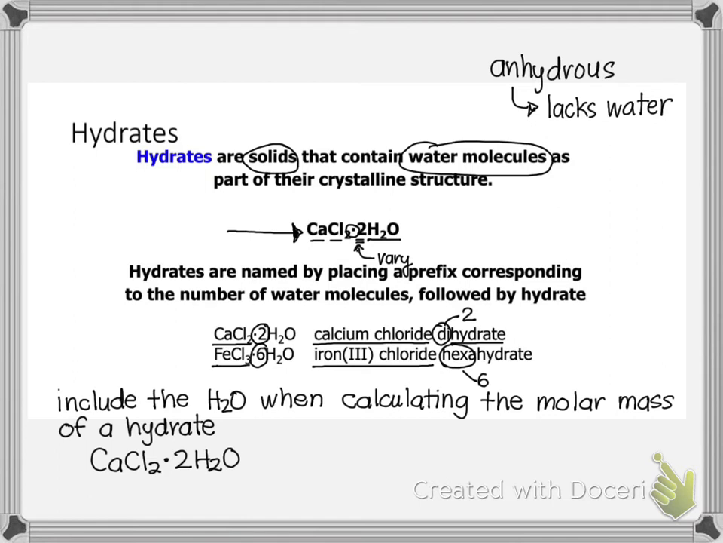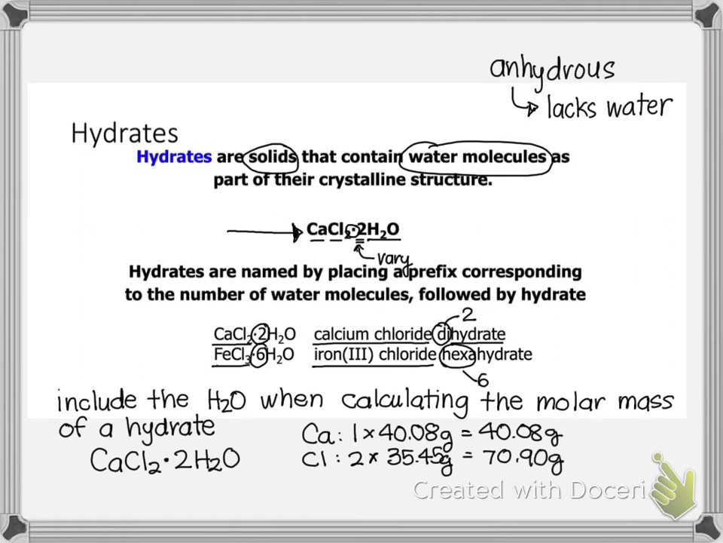So if I wanted to calculate the molar mass, I have what? 1 calcium. And if I look on the periodic table, that's what took me so long, 40.08. And then the chlorine, we have 2 of them. They're 35.45. So what is that, 70.1? 70.9.